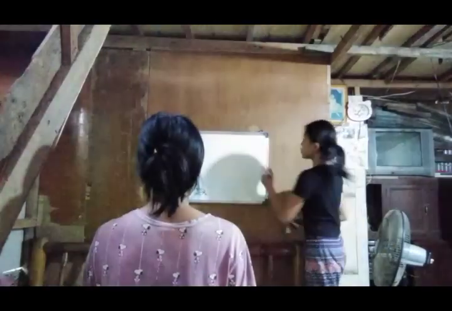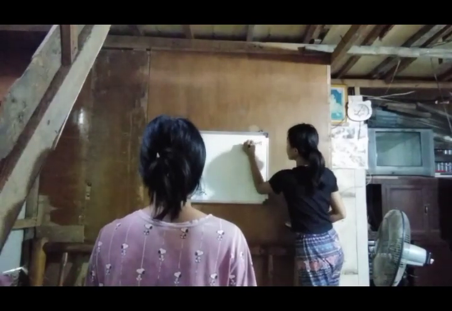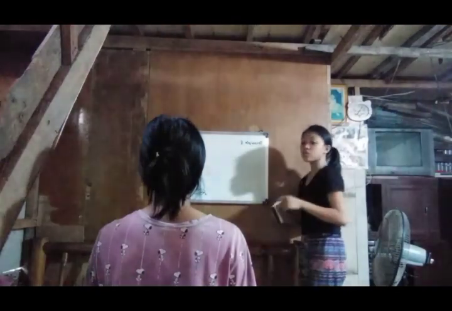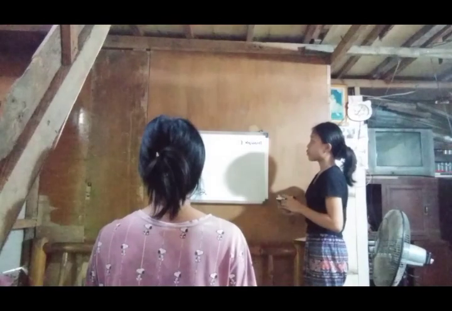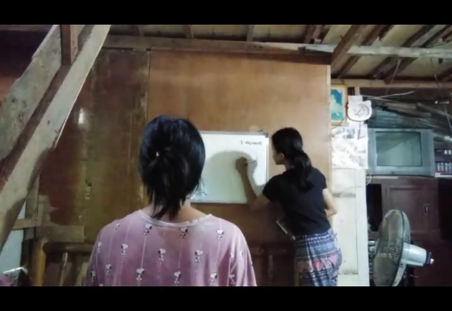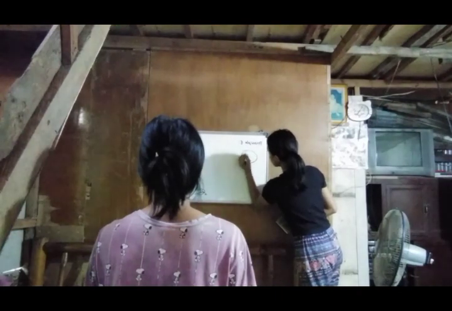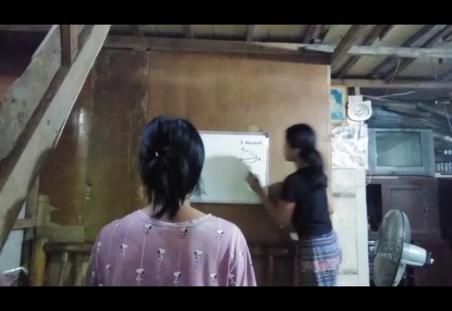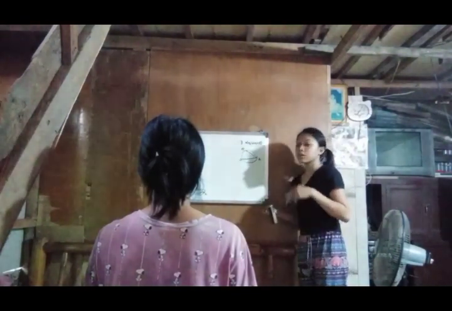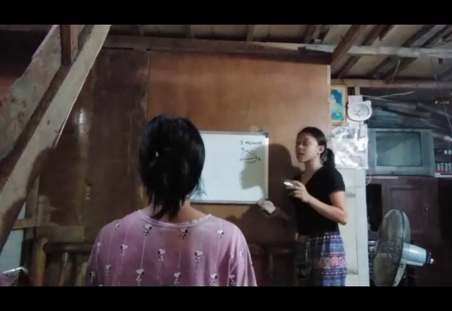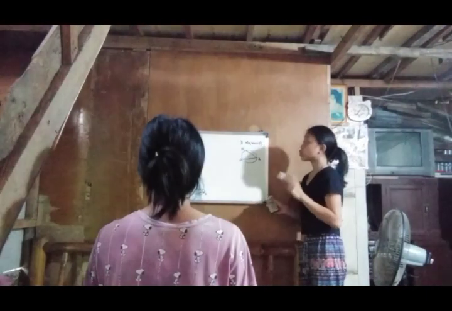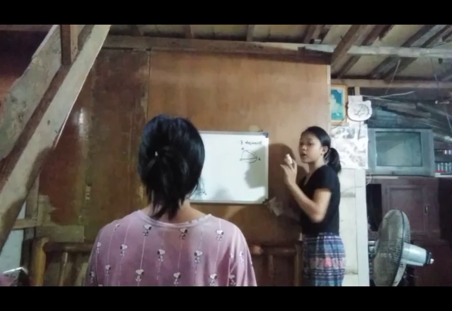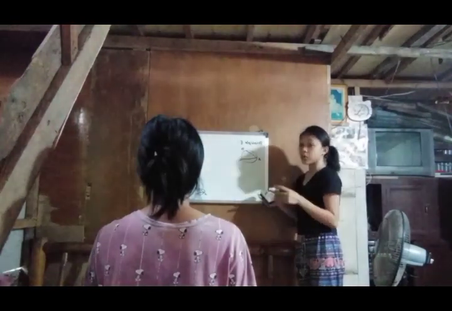So next is principle 8. In principle 8, it stated that in the same or congruent circles, congruent chords have congruent arcs. For example, this is our circle, then the center is here, then A, B, C. So in the same or congruent circles, congruent chords have congruent arcs. So if the chords are congruent, then the arcs are also congruent.